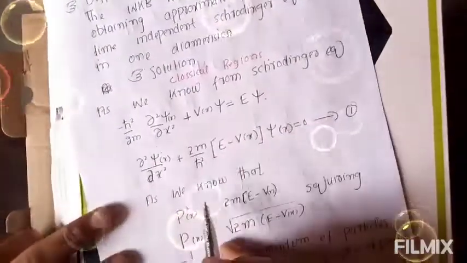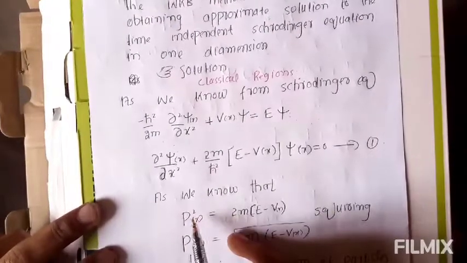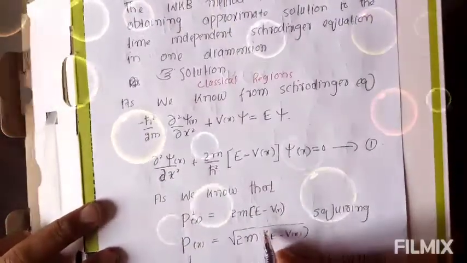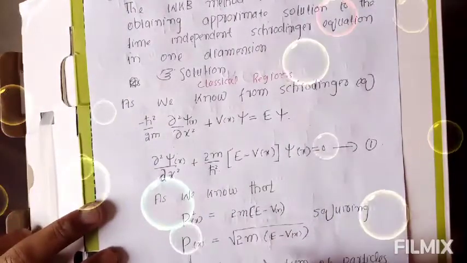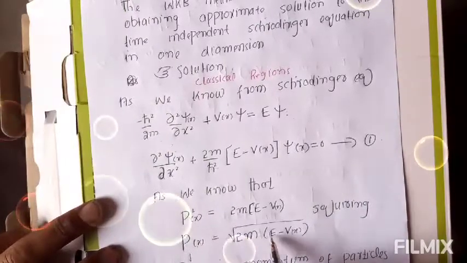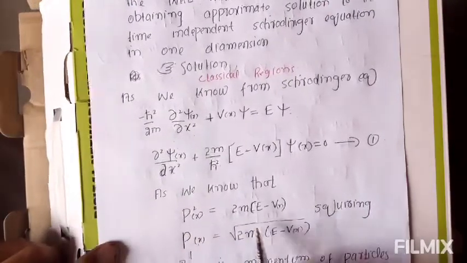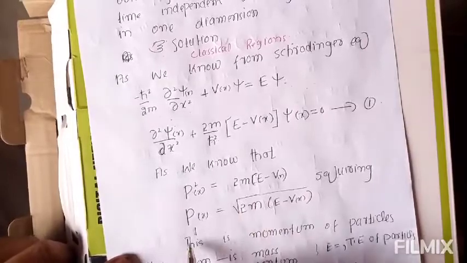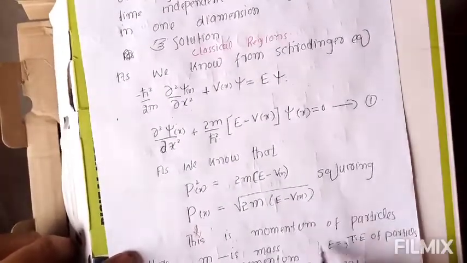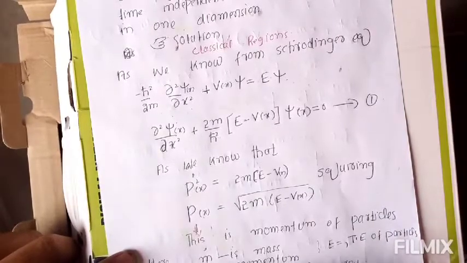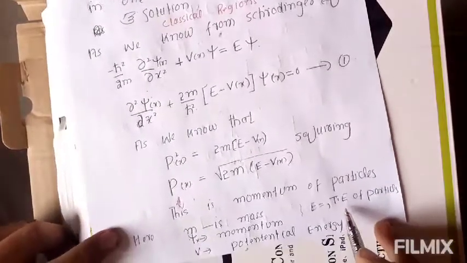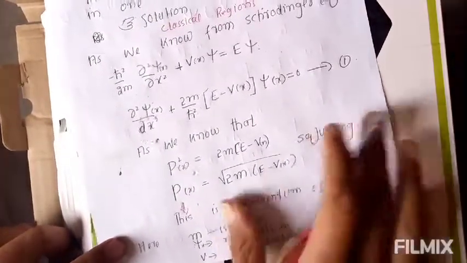Now, as we know, p squared of x is equal to 2m times (E minus V of x). So p here is the momentum of the particle. Squaring both sides, p of x is the square root of 2m times (E minus V of x). So this is the momentum of the particle. Here m is the mass of the particle, V is the potential energy, and E is the total energy.